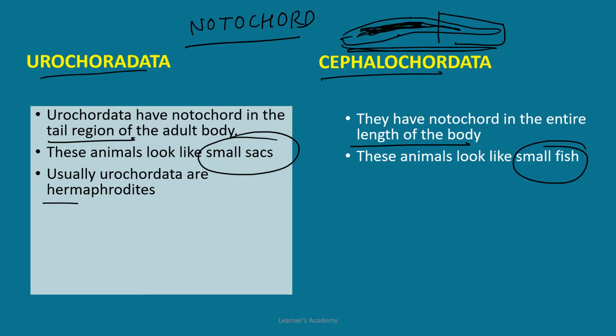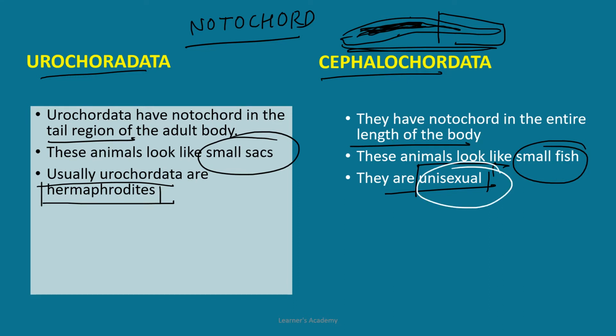Urochordata are usually hermaphrodite, that means in one body they have both the sexes, alright, and still they need two individuals to fertilize each other, but both sexes are present in the same body. In case of cephalochordata, they are unisexual, that means they have different bodies for different sexes. Male is present in a different body and female in a different body.